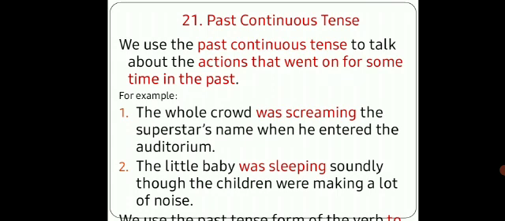So here, see the example: as the superstar entered the auditorium, what was the crowd doing? Screaming. So the whole crowd was screaming in the superstar's name when he entered the auditorium hall. The little baby was sleeping soundly, very peacefully, though the children were making a lot of noise. So you can see the children were making a lot of noise at that time.